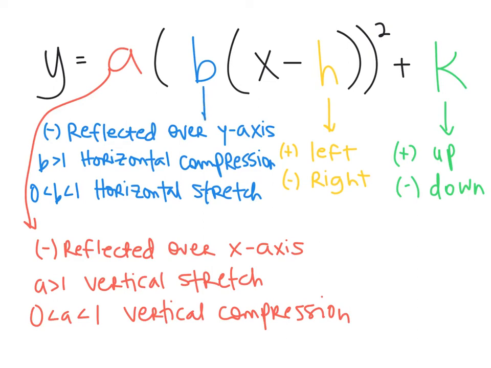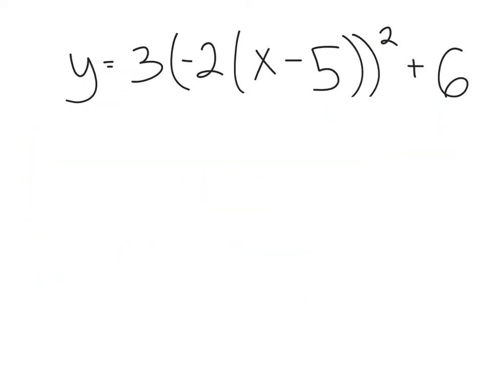So let's take a look at one example. Here we have an equation with a quadratic function because it's got this squared, so we know it's quadratic. Now we're going to take a look at what each of these things means. Starting at the end, I'm going to look at the k value, which is 6, and that k value is on the outside, so it's a vertical thing, and so it tells the truth, meaning it's up 6 units.